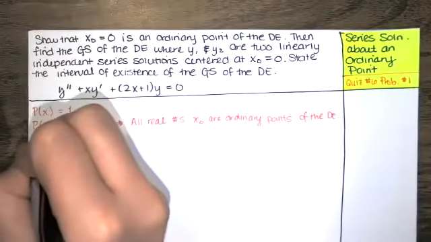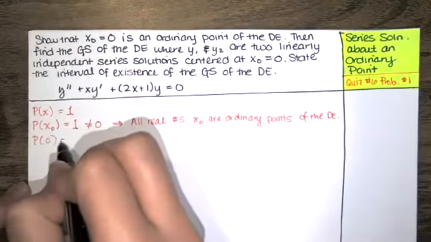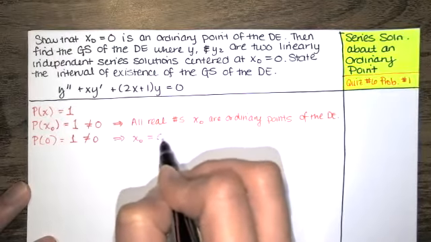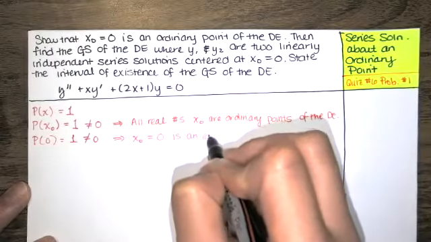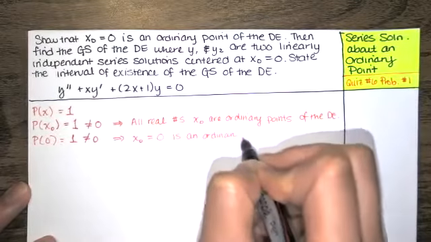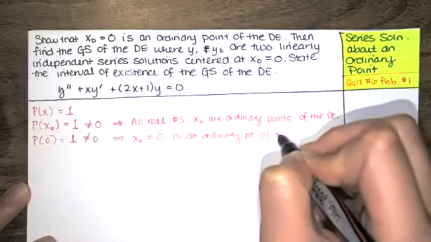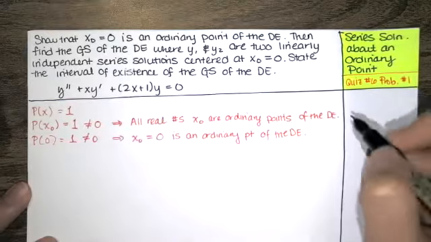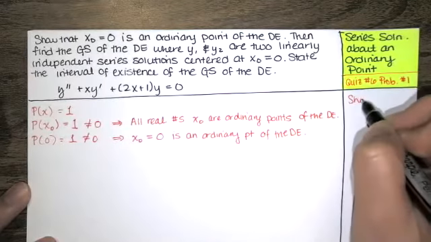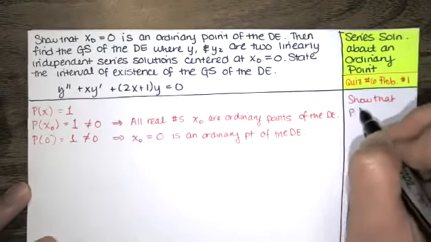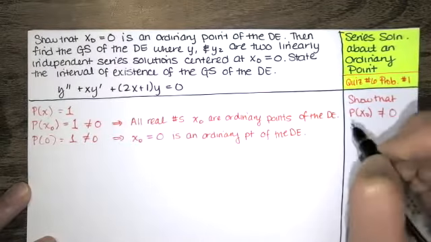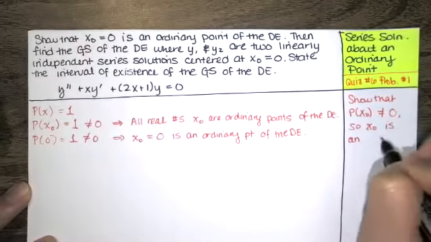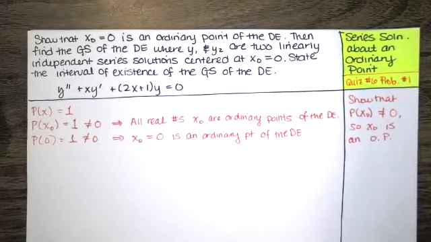Or if you prefer, you can evaluate this at x naught equals 0. And that's clearly not 0. So we can say from that that x naught equals 0 is an ordinary point of the differential equation. And we've done that first part. Okay. And I will just use OP as an abbreviation for ordinary point.